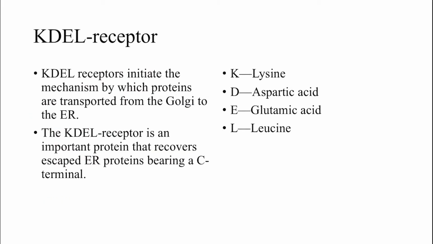The KDEL receptors are receptors that initiate the mechanism by which proteins are transported from the Golgi to the ER. It is also an important protein that recovers escaped ER proteins that bear a C terminal. And I was looking up the KDEL, and the sequence is lysine, aspartic acid, glutamic acid, and leucine.